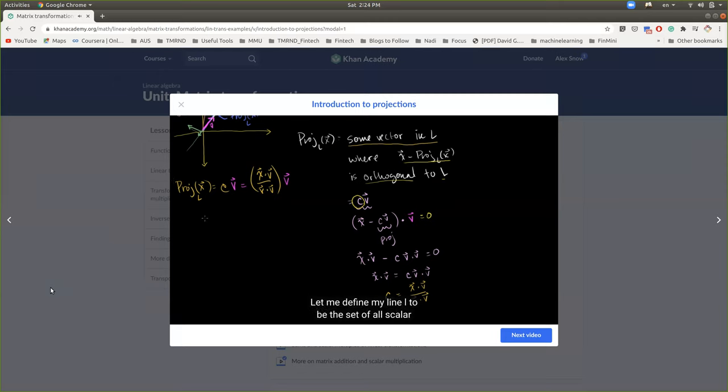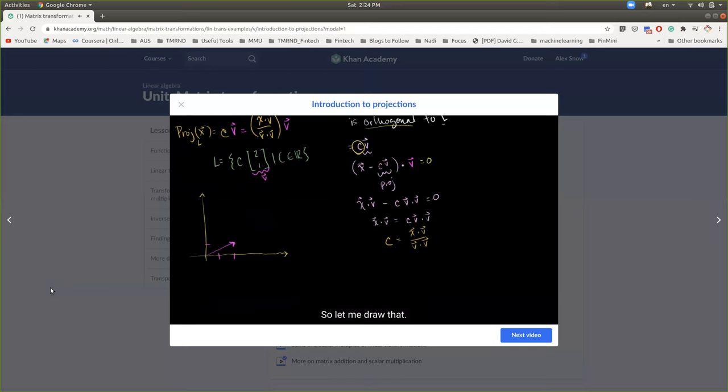So let me do this particular case. Let me define my line L to be the set of all scalar multiples of the vector, let's say the vector 2, 1, where c is any real number. Let me draw my axes here. That's my vertical axis. This is my horizontal axis right there. And so my line is all the scalar multiples of the vector 2, 1. Let me call that vector V. So I go 1, 2, go up 1. That right there is my vector V.